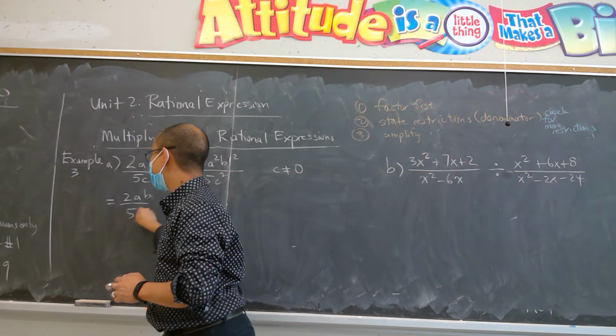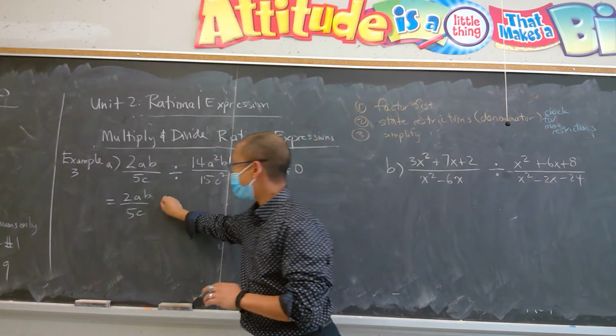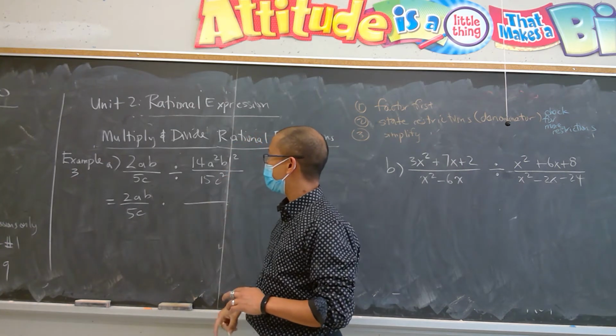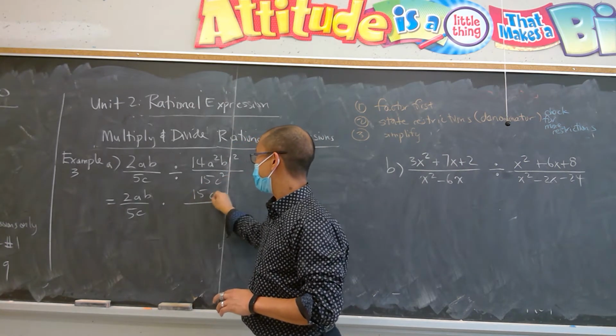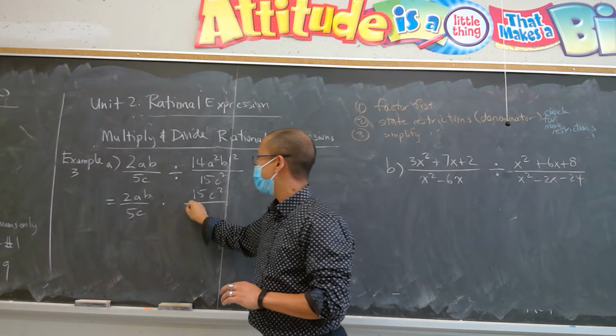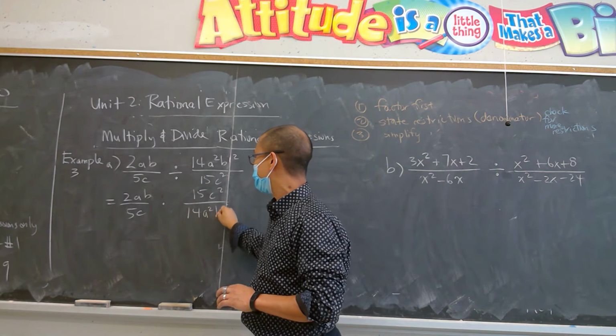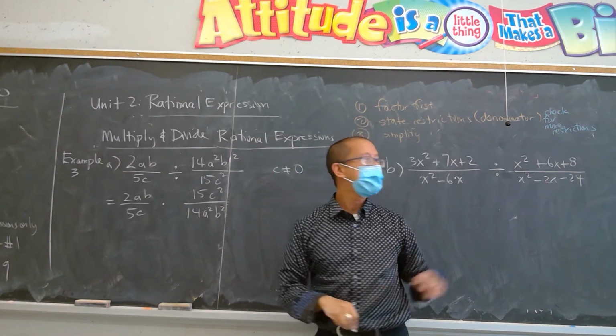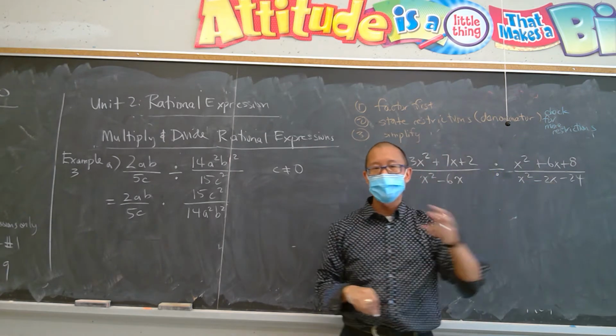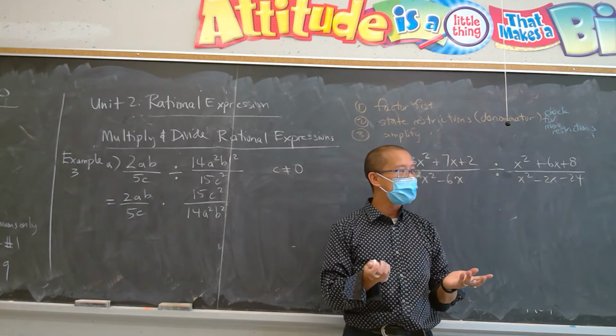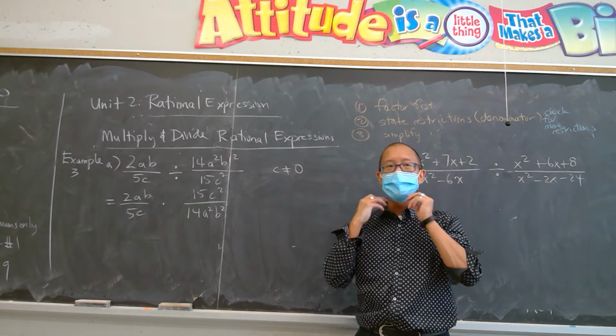So notice the first fraction stays the same. The division means flip this expression. So we actually have 15c squared divided by 14a squared b squared. And that's why I wrote it in blue. Maybe some of you can't read it at home. It says, check for more restrictions. And I would recommend that you do it this slowly.